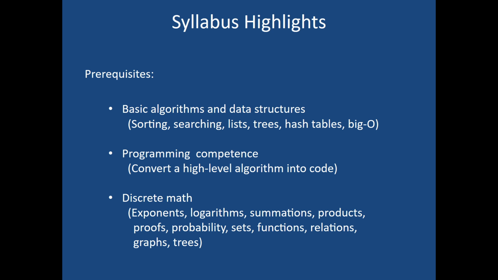Discrete math, 2100. We'll be using discrete math in the class to describe algorithms. So you need to be comfortable with things like exponents and logarithms, summations and products over series, proofs. We won't do a lot of proofs, we'll do some. Basic probabilities, sets, functions, relations, graphs, and trees. That's just the language of mathematics that we'll be using. So that background is important as well. That's why all those prerequisites show up for 4150.